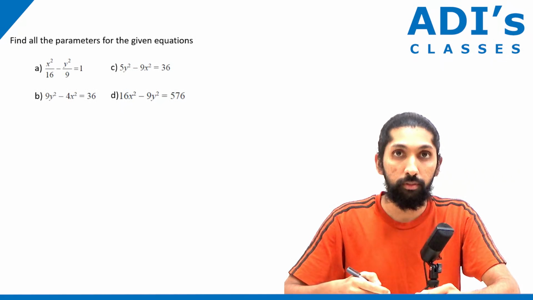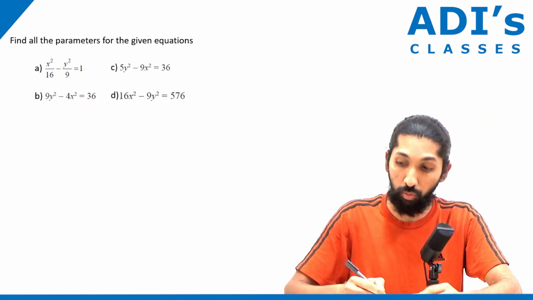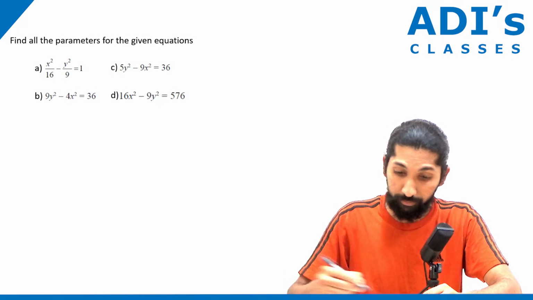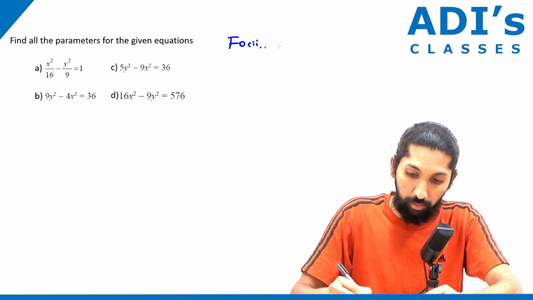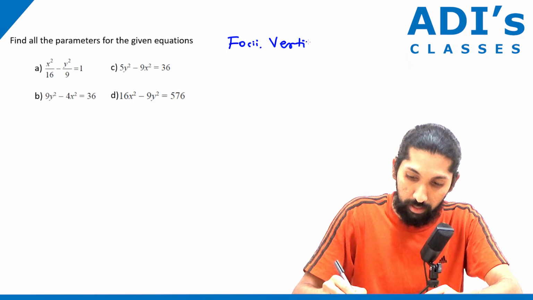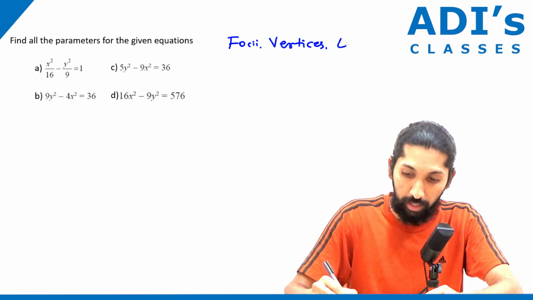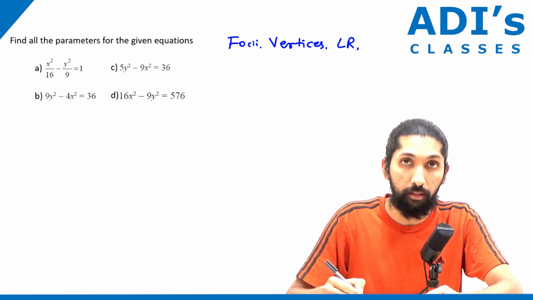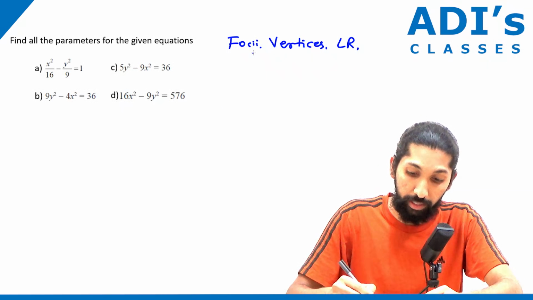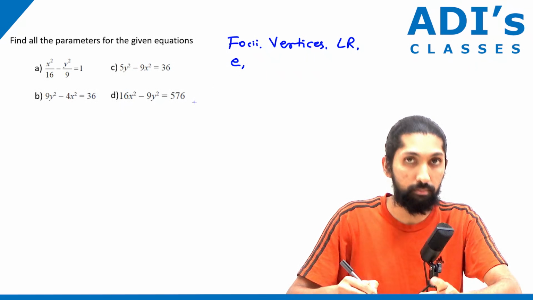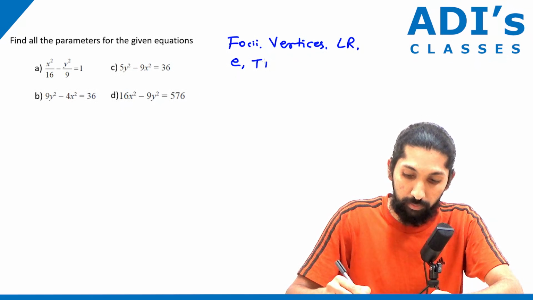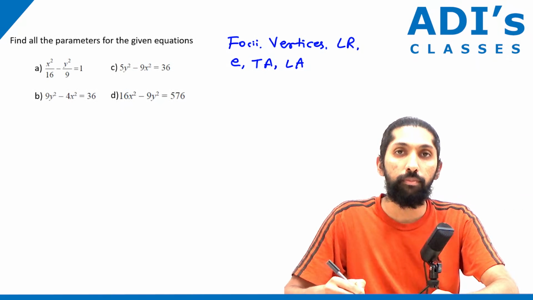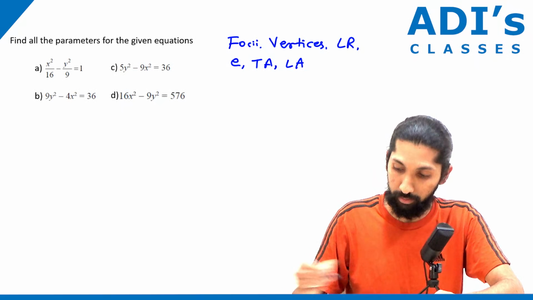So what we'll do is, I'll just write it down. What are the things we need here? We need foci, then we have vertices, then we have latus rectum, correct? And we are going to need the eccentricity. This is the next one. And also we are going to need the transverse axis and the longitudinal axis length. These are the parameters we need.